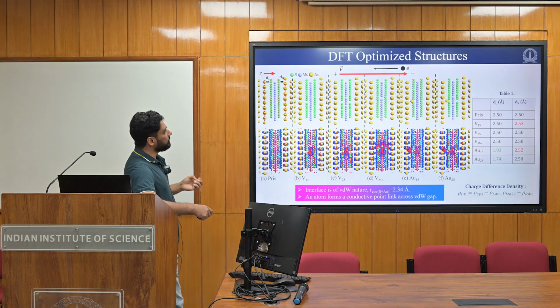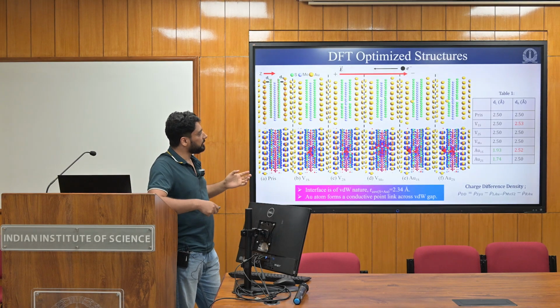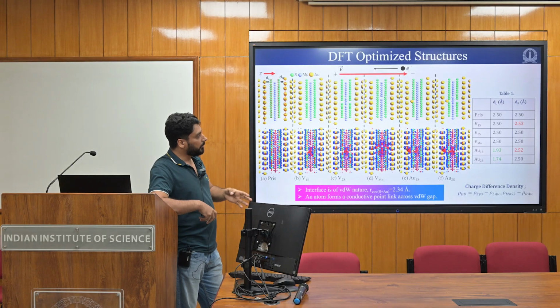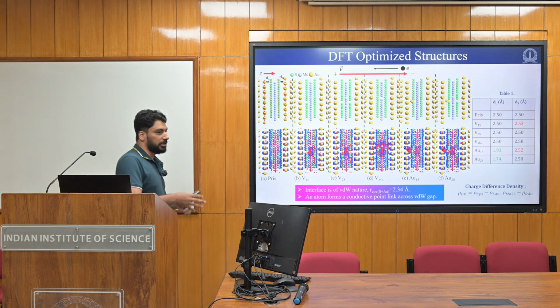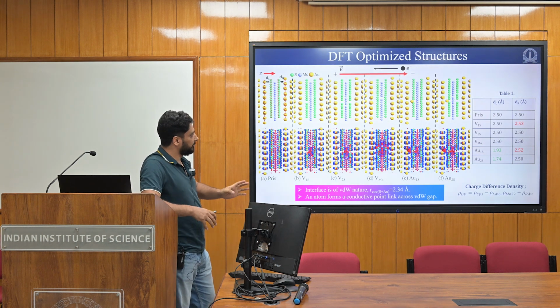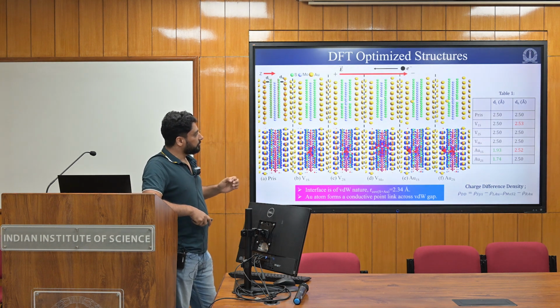So first what I did was, I created these structures and then we optimized them. By optimization, I mean we put them in the lowest energy state, so then we can understand what's happening in the device. So 6 structures were studied.